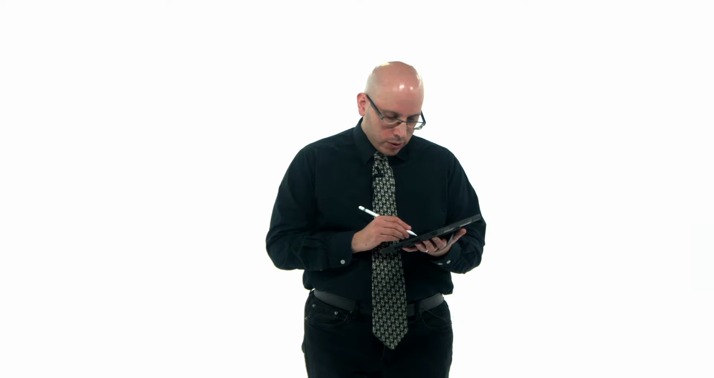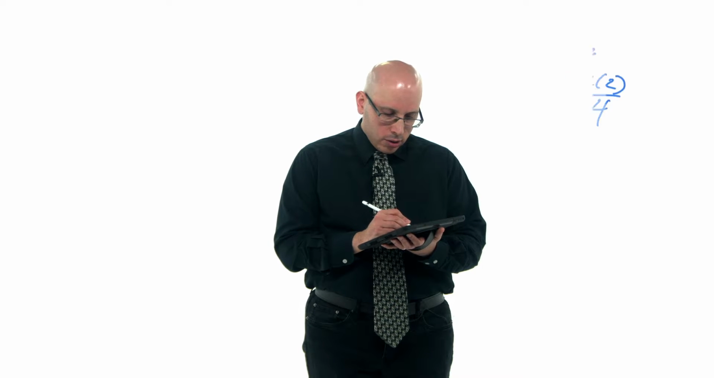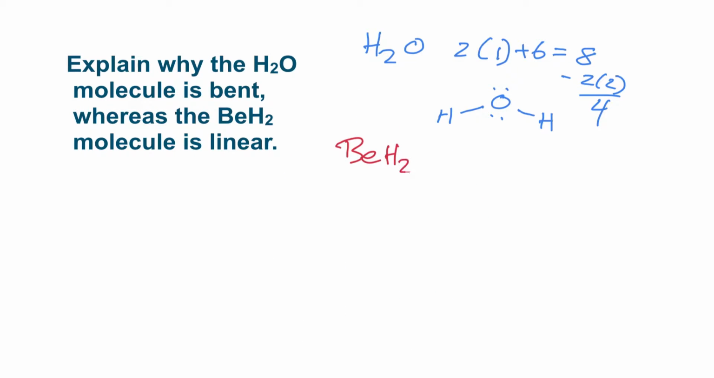But just to compare this to beryllium hydride, BeH2, I still have 1 electron from each of the hydrogens. But now I only have 2 electrons coming from the beryllium, so that gives me a total of 4. So now when I draw the Lewis structure, I have a Be in the middle, hydrogen there, hydrogen there. Those 2 bonds used up my 4 electrons. I don't have any left over.